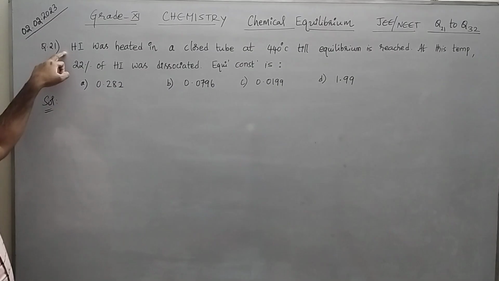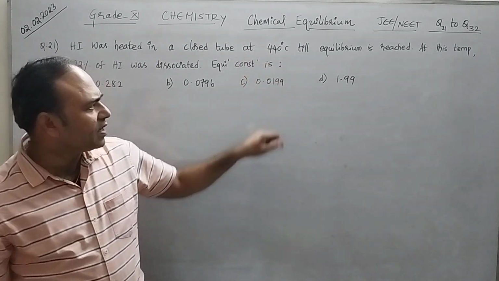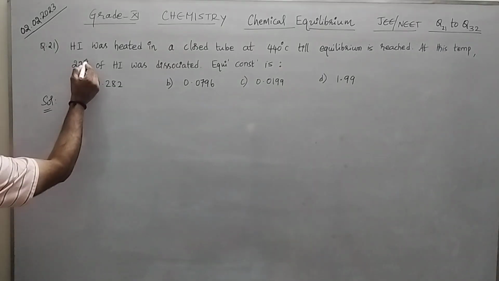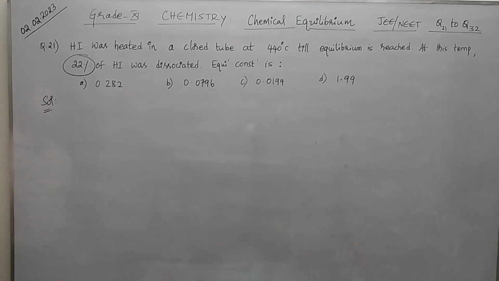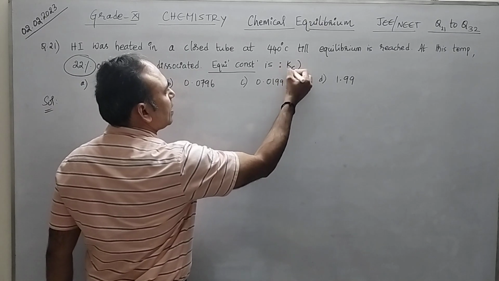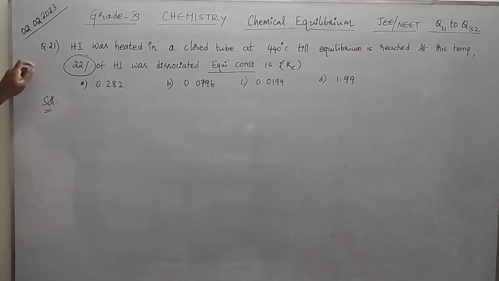They have given hydrogen iodide HI was heated in a closed tube at 440 degrees Celsius till equilibrium is reached. At this temperature, 22% of HI was dissociated, and they are asking what is the equilibrium constant? Nothing but Kc. First and foremost thing, write the equation that they have given here.